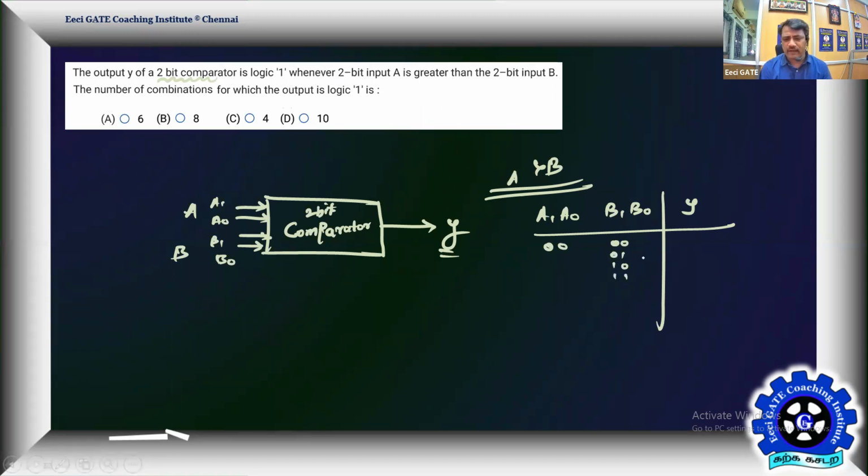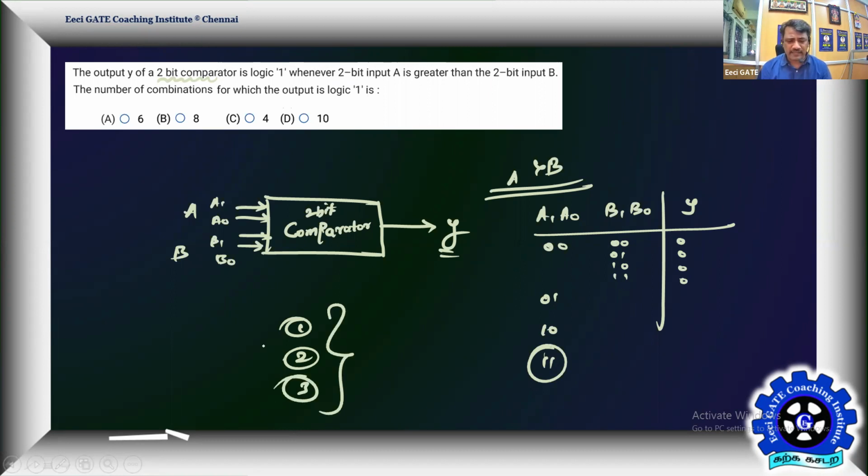So A cannot be greater than B, therefore all these responses will make 0. Then think of 0, 1. 0, 1 will be greater than 0, 0 only, that is one combination. Then if I take 1, 0, it will be greater than 0, 0 and 0, 1, which means two combinations. Then if I think of 1, 1, it will be greater than 0, 0, 0, 1 and 1, 0 as well. That is going to give three combinations.